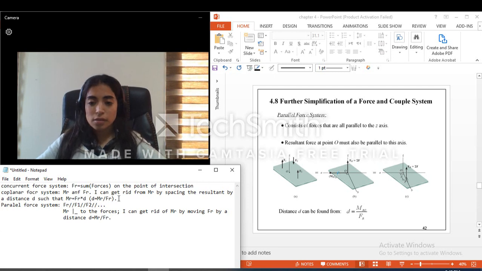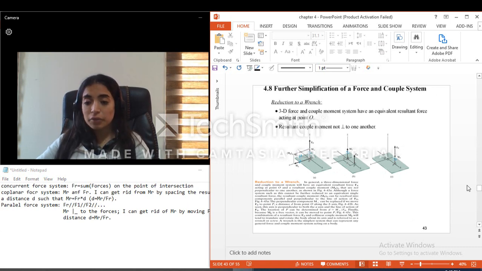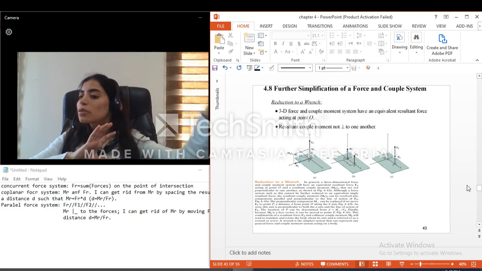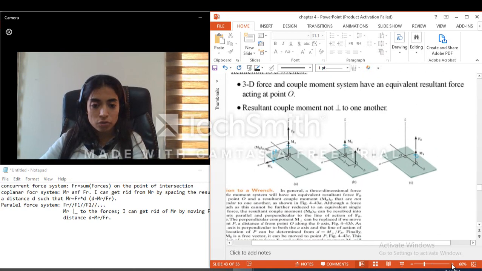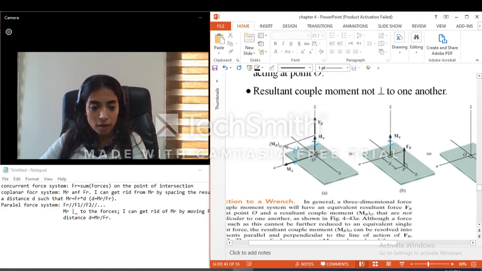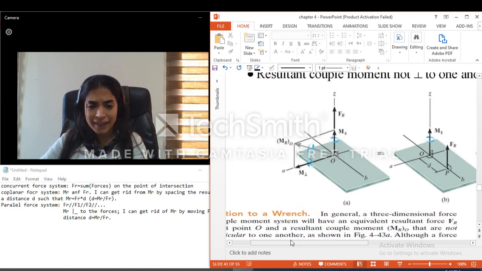Okay, so that's it guys. This is how you can simplify the parallel force system. And now guys, the further simplification of the most complicated case. So here guys, I will zoom this example.